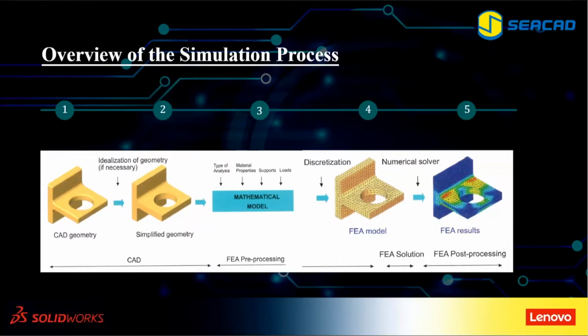For small features like the fillet and chamfer, they actually will not affect much of your result during the simulation, and they will consume a lot of computational resources. So the first thing, if you want to do the simulation, is to simplify the geometry. This is the first step, the idealization of the geometry. Then after that, we can start the finite element analysis pre-processing.